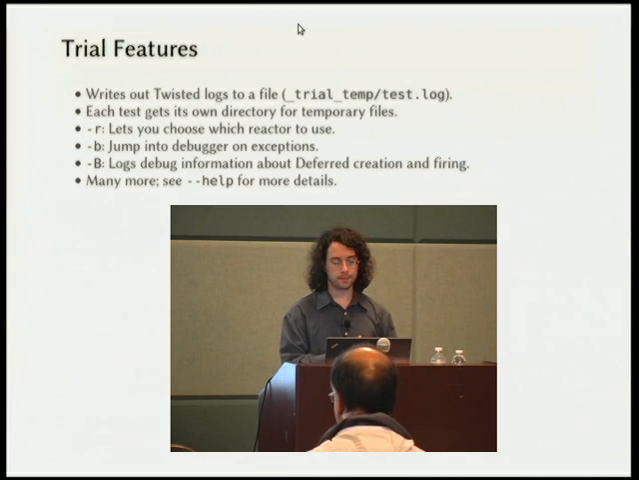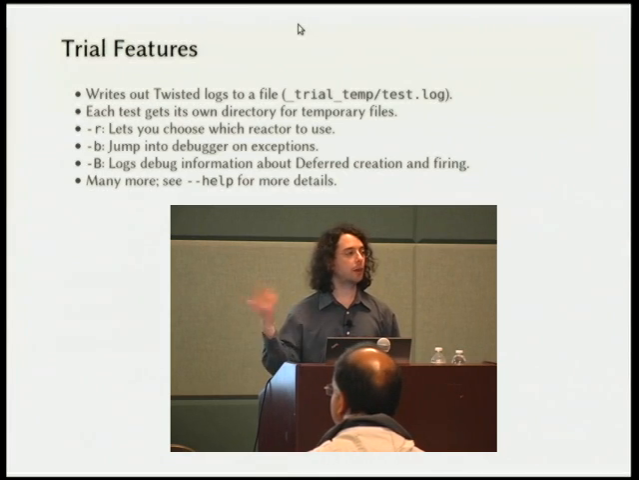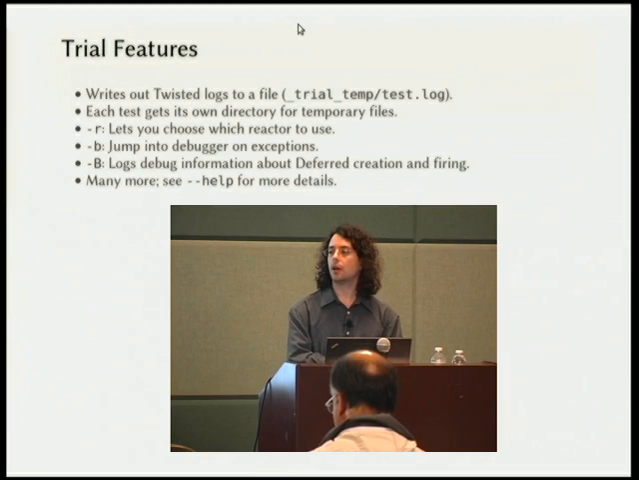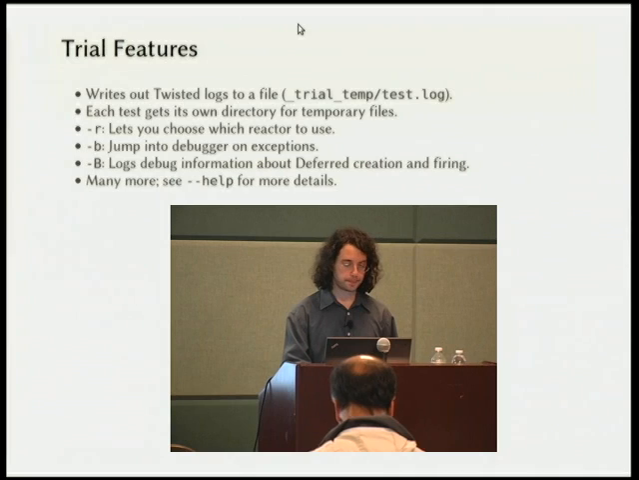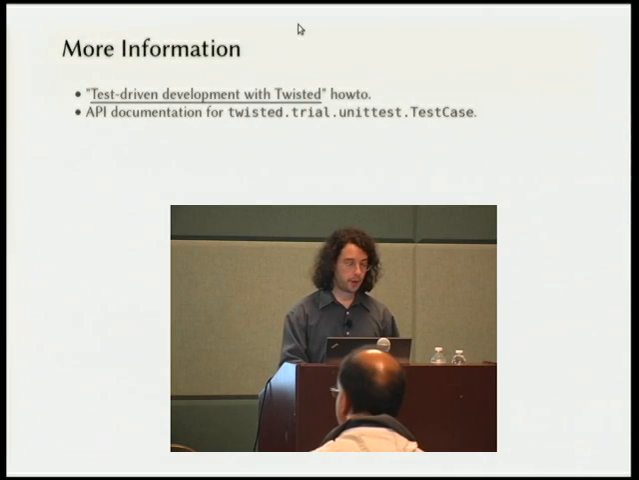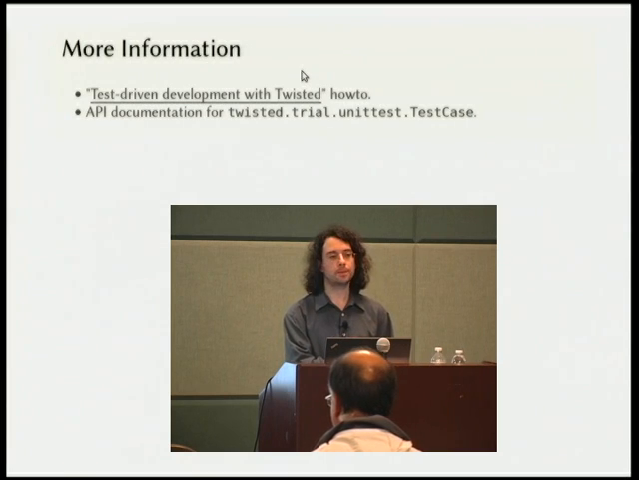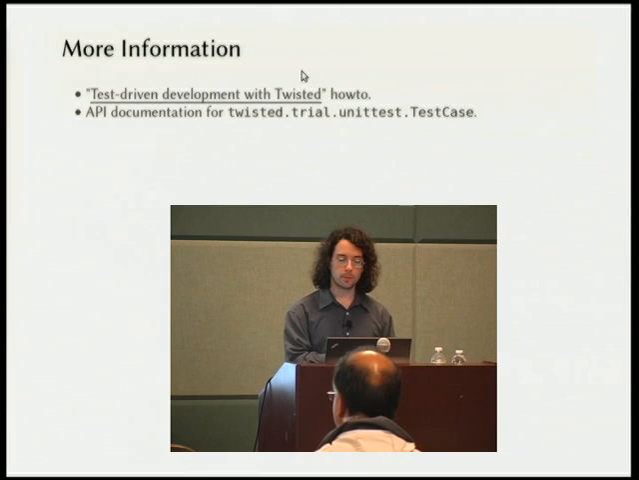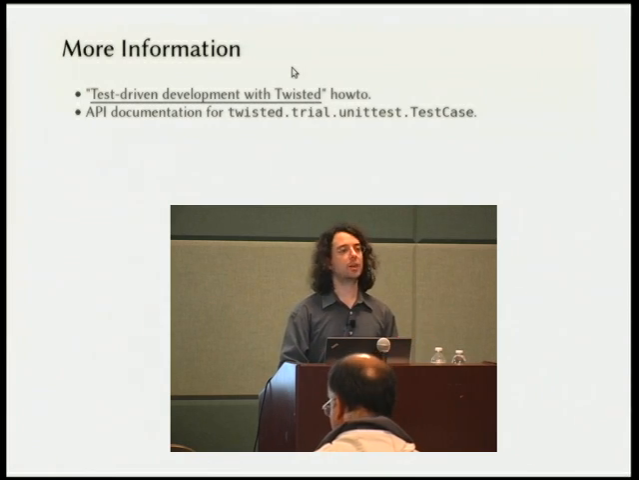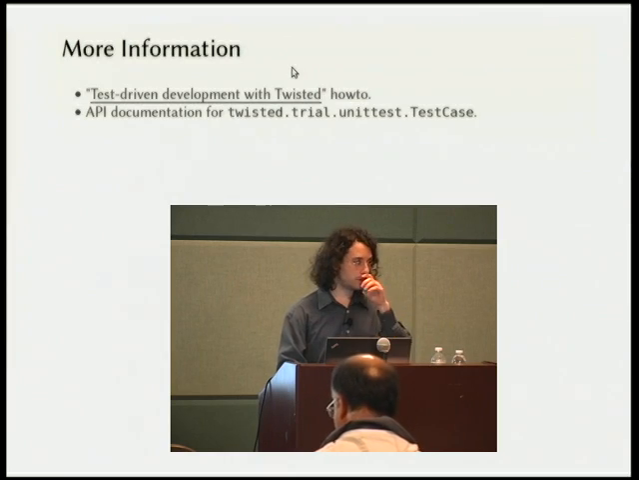I think it's -e. If you run trial --help, you'll see a bunch of useful help explaining all the different command line arguments. And there's a how-to with documentation covering much of what I've said here, if you want to refer to it later or at home. It's a very long prose description and working out of test-driven development with Twisted. So I recommend reading that. It's part of the core Twisted documentation. And you can read the API documentation for Twisted, which also provides some information.